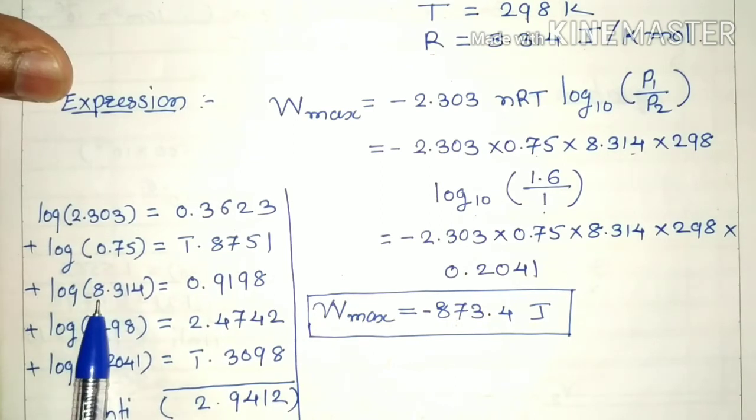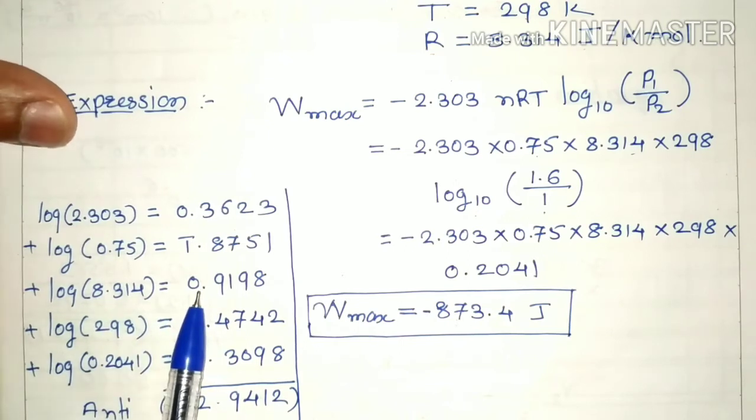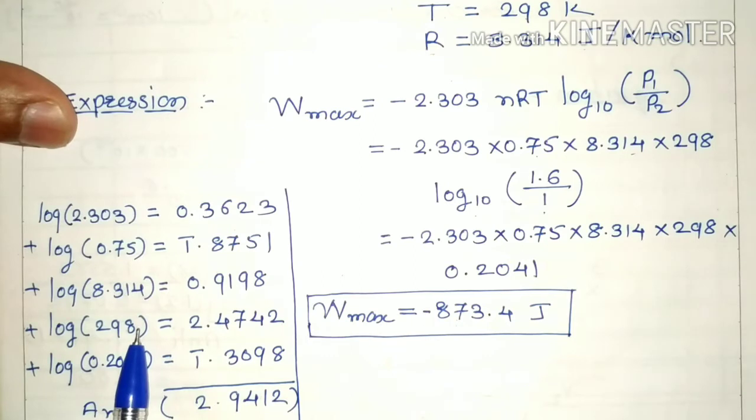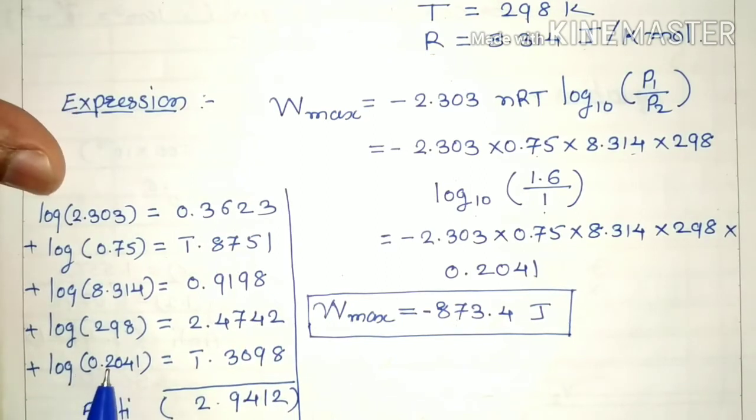Then plus log of 8.314 is equal to 0.9198, plus log of 298 is equal to 2.4742. So the characteristic is 2 because there are three digits, 1 2 3, before the decimal point, so we subtract 1 from this 3. 3 minus 1 is equal to 2. Then log of 0.2041 is bar 1.3098. Okay, 0 is there, so the characteristic is bar 1.